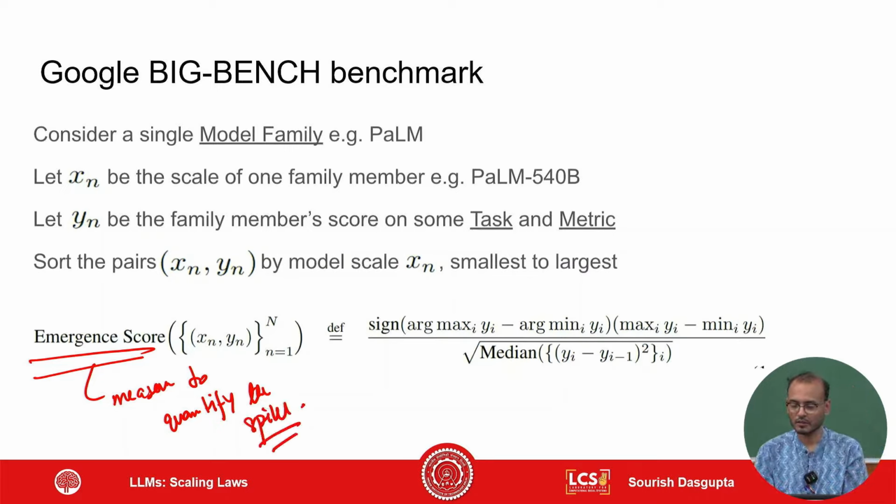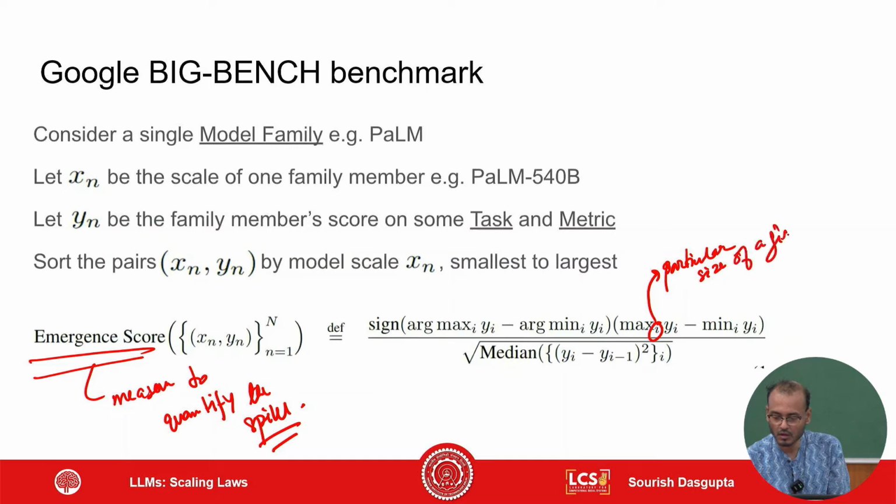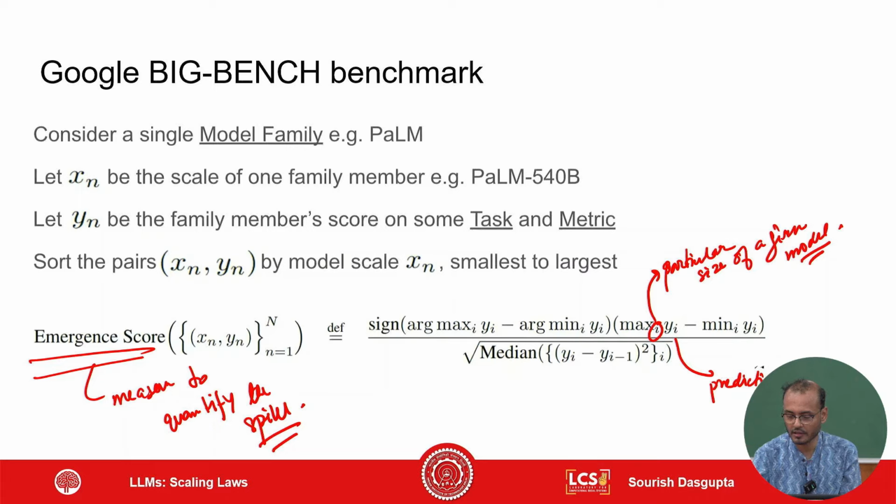And what they did was they said that, okay, all right, let me take a particular I, where I is a particular size of a given model, right? And let me take the prediction, the score rather, the score given to the prediction.